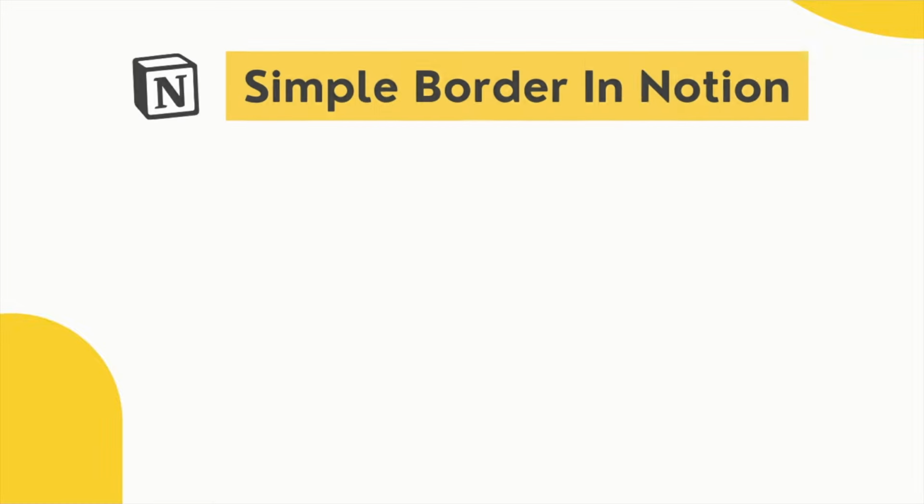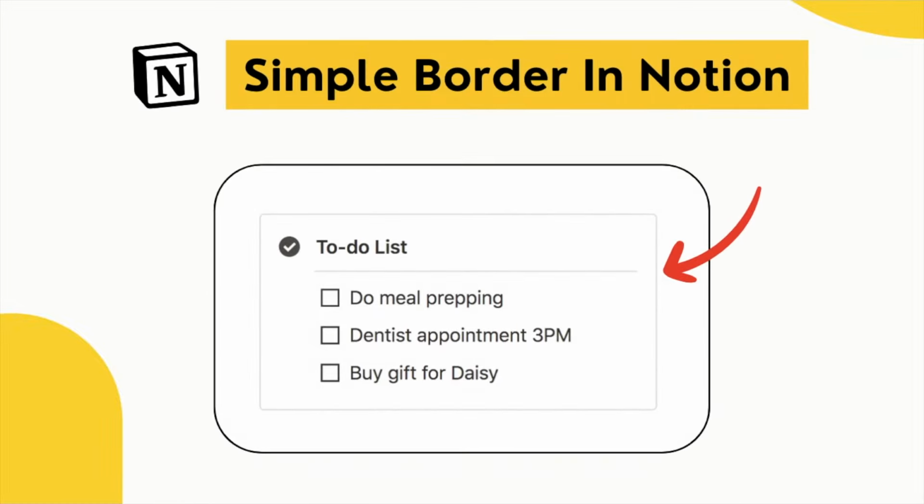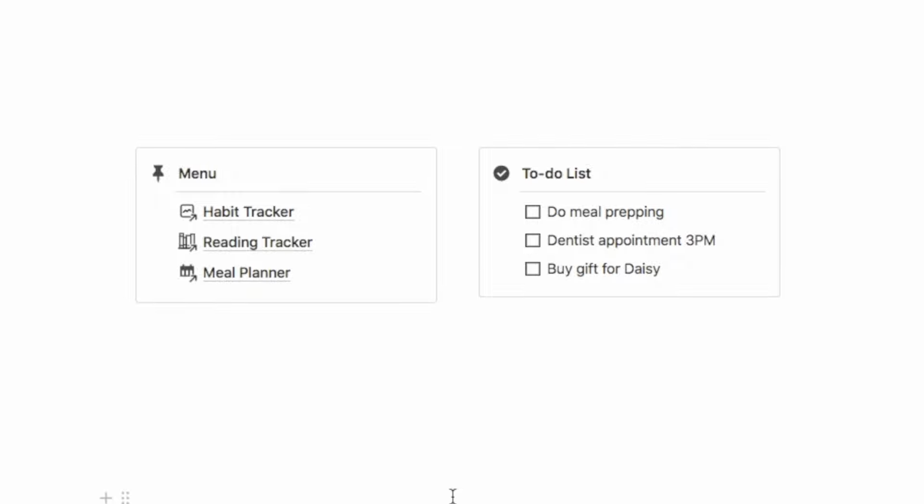In this video, I'll be showing you how to add a simple border like this in Notion. So here are the borders that I'm going to be showing you how to create today. I've got two different examples here. This one is just a menu, so these are links to different pages within your Notion space. And this one is just a simple to-do list that you can just check off as you go.